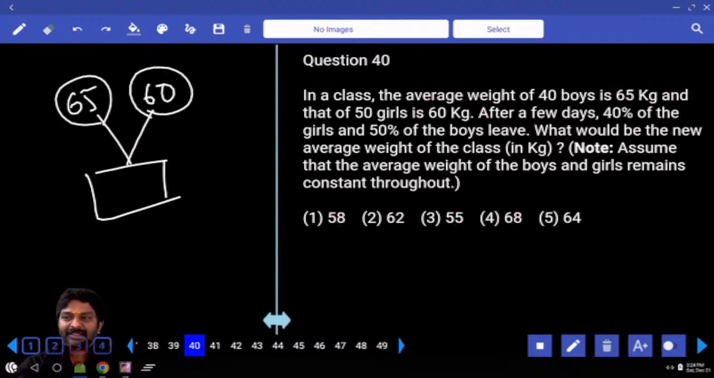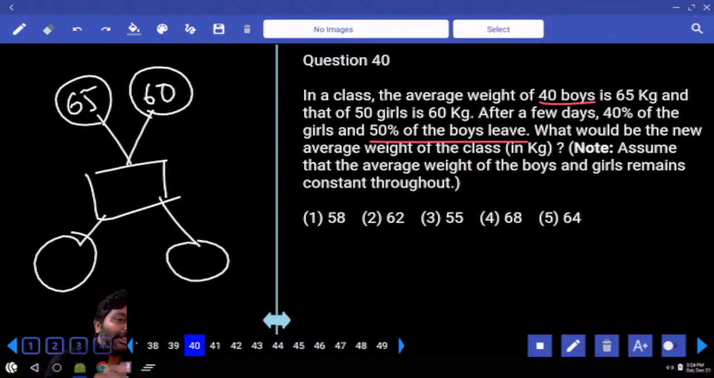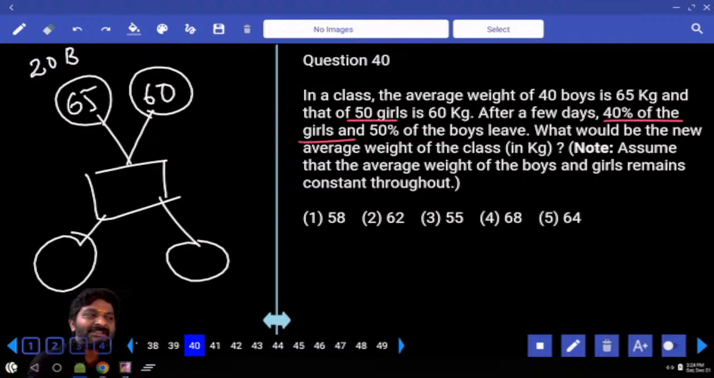Initially, how many boys are there? What percentage are going to leave? That means 20 are going to leave. How many are there now? 20 boys. Girls are 50. 40% of the girls leave, that means 40% of 50, which is 20. If 20 girls leave, how many will be there? What is the ratio between boys to girls? That means here 2 parts should come, here 3 parts should come.